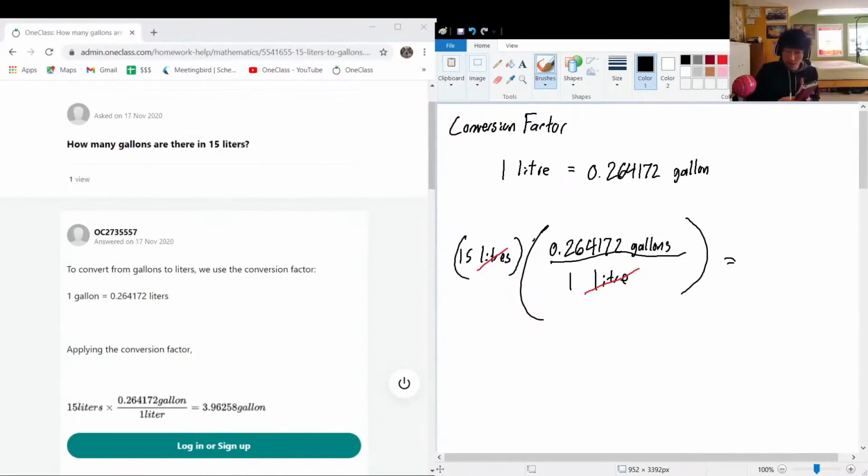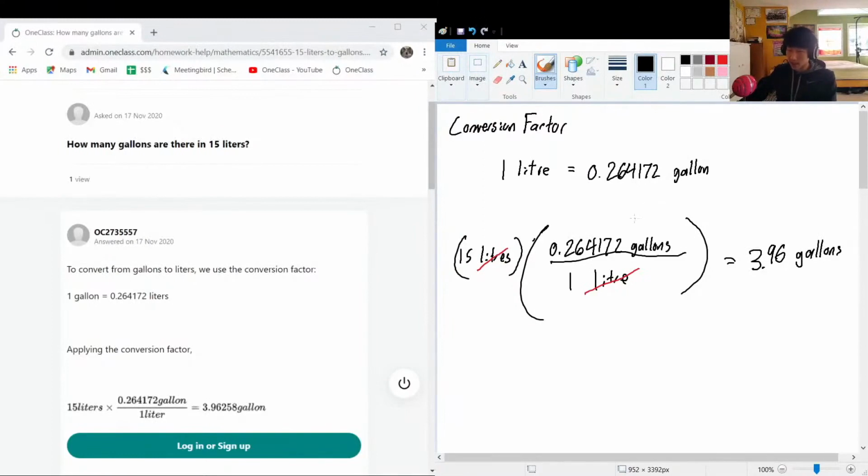So now what's left is 15 times 0.264172 gallons, and that gives us 3.96 gallons. Okay, so I guess they went a little bit harder on the decimals, but that's precisely what we get for gallons.